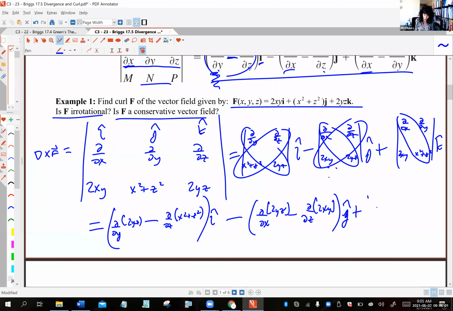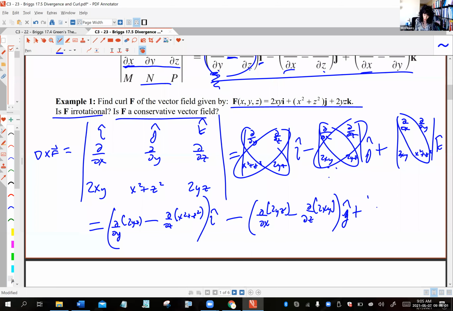I know I am. So that brings me to this next theorem: test for a conservative vector field in space. If you have a 3D vector field, it's conservative if and only if the curl of F is equal to the 0 vector.